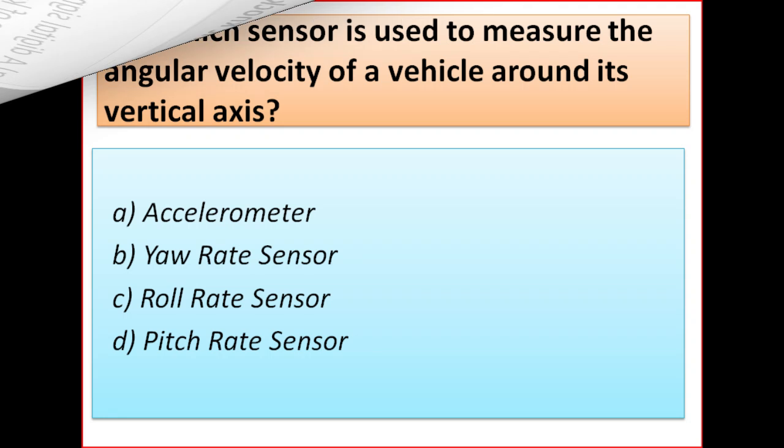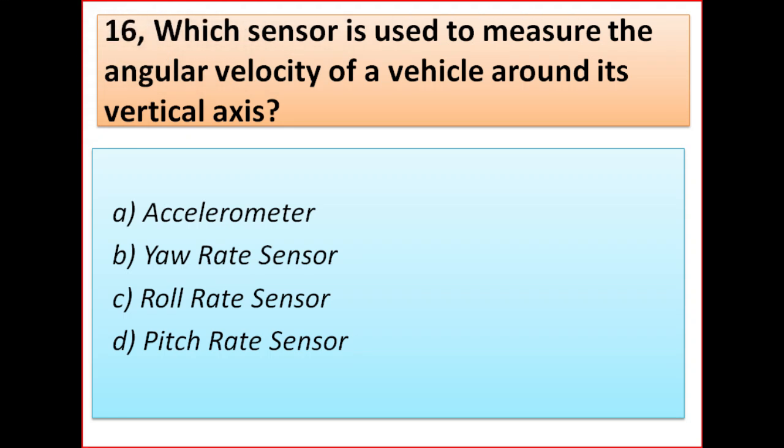16. Which sensor is used to measure the angular velocity of a vehicle around its vertical axis? A. Accelerometer. B. Yaw rate sensor. C. Roll rate sensor. D. Pitch rate sensor.